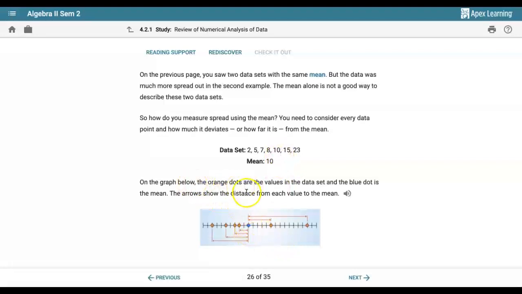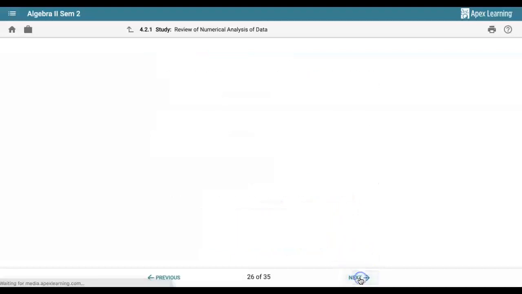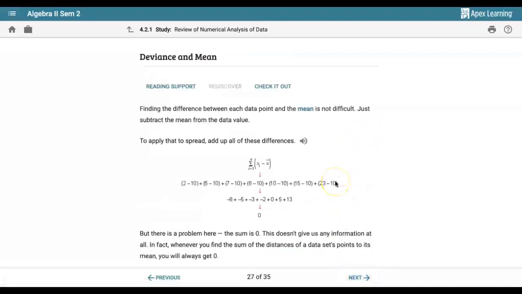And what you can see here is the orange dots are the values in the data set, the blue dot is the mean, and the arrow shows the distance from each value to the mean. So very close, farther away, far, farthest. So it's showing you the distance between the center point and all the other points. And what we can do then is do this thing called our deviation, right? To look at this mathematically, we could figure out the distance between the center point and all those individual points.